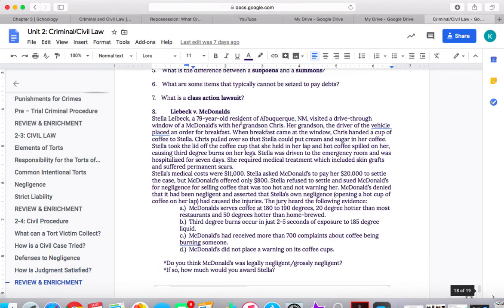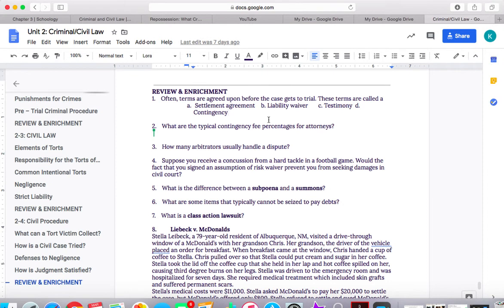All right. So, question one. Often terms are agreed upon before the case gets to trial. These terms are called, and that one is settlement agreement A.